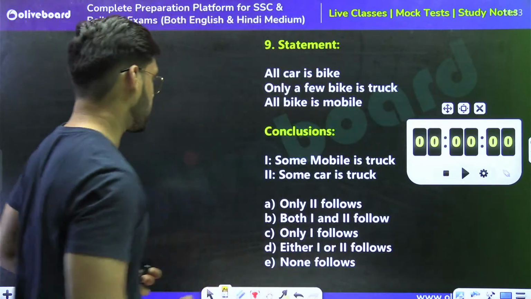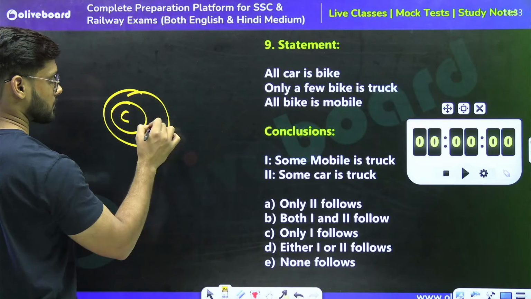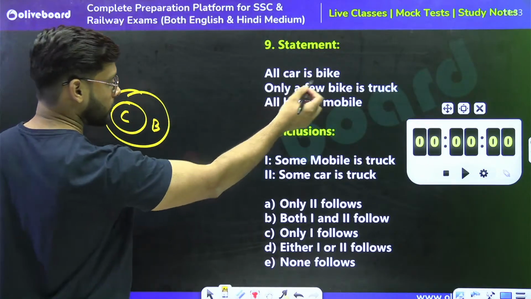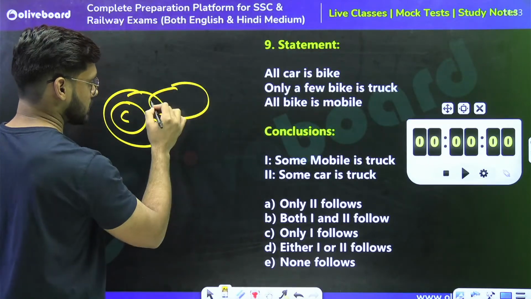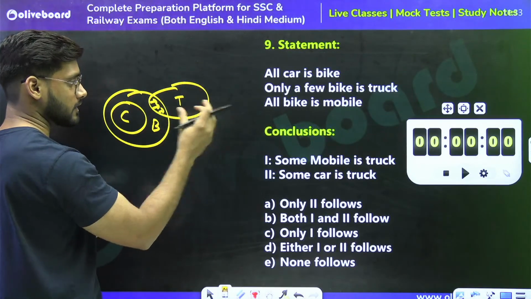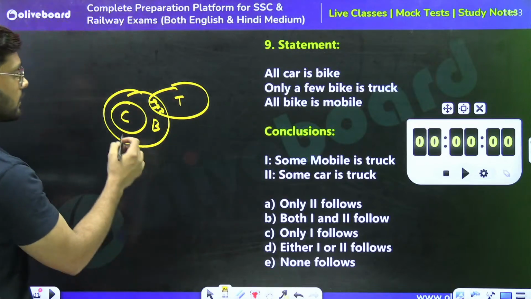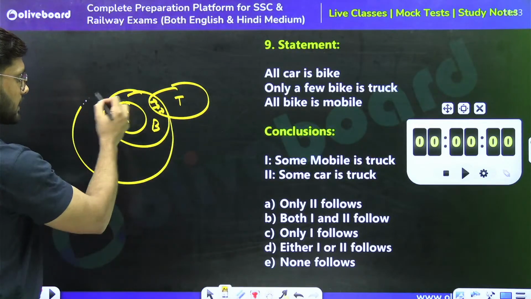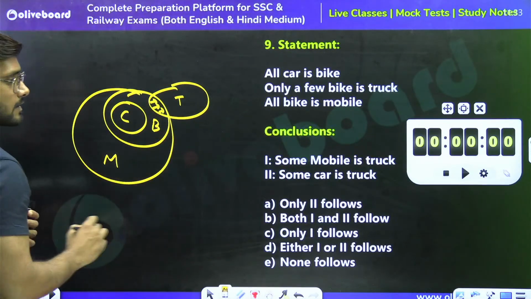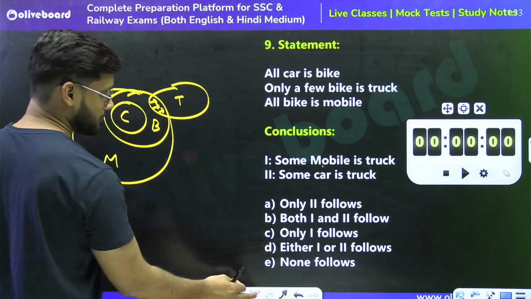All car is bike. Only a few bike is truck, so we have to mention that there are only some bikes which are truck. The remaining bikes are not truck. All bike is mobile, so all the bikes will come inside mobile. Conclusion is, some mobile is truck. Yes, mobile has some part of relation with truck.